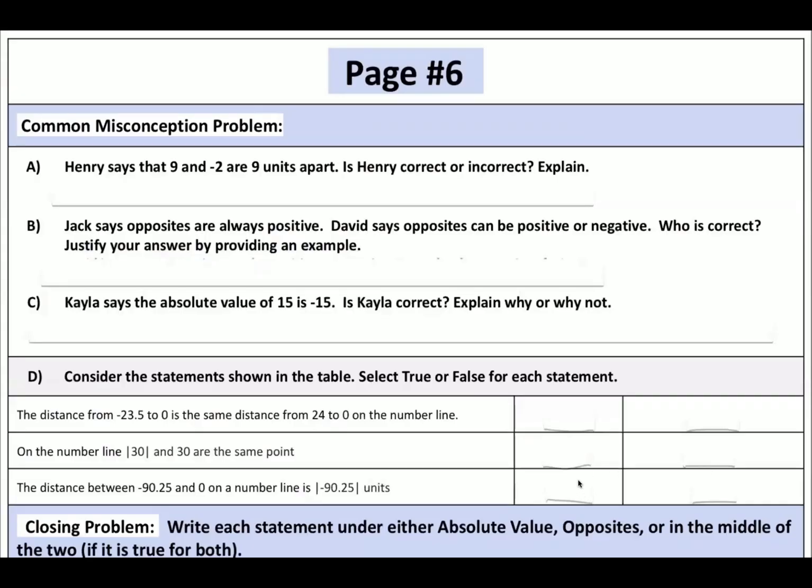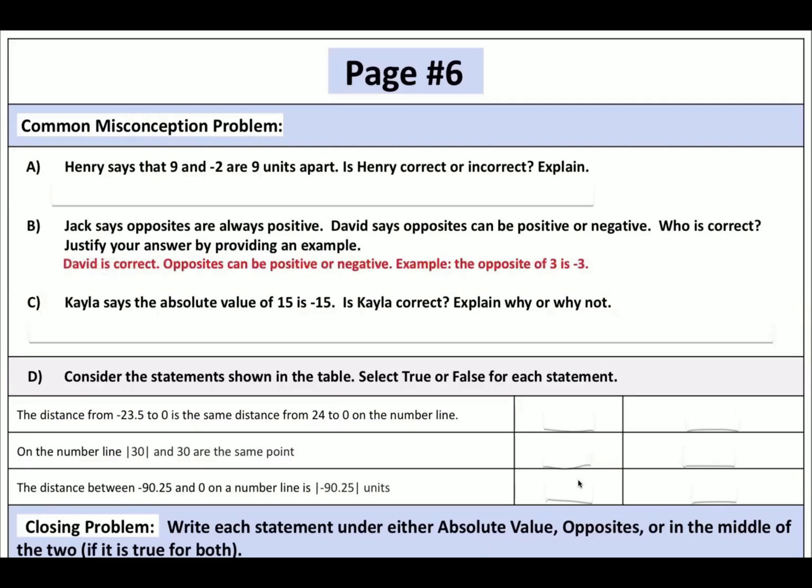Let's check a few problems on page 6. We're going to check common misconception problem B. Jack says opposites are always positive. David says opposites can be positive or negative. Who is correct? Justify your answer by providing an example. David is correct. Opposites can be positive or negative. An example is the opposite of 3 is negative 3.